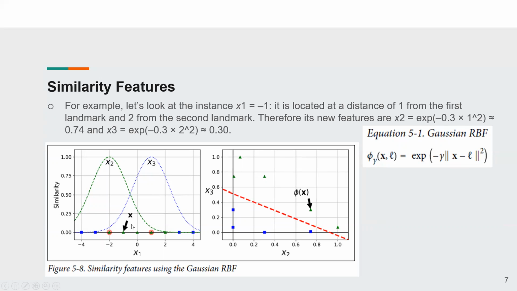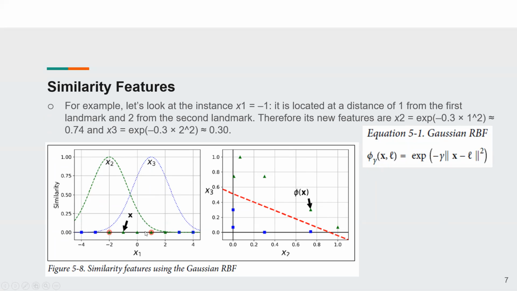Then let's see, for this particular point, -1, what happens is it has a distance of 1 to this point, and then it has a distance of 2 units to the other point on the right-hand side. So we say that it is located at a distance of 1 from the first landmark and 2 from the second landmark.